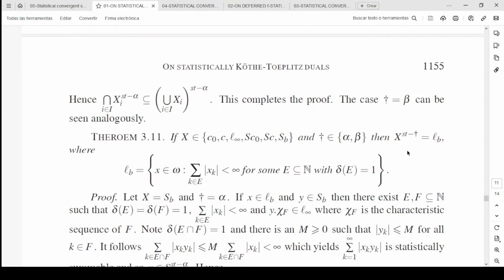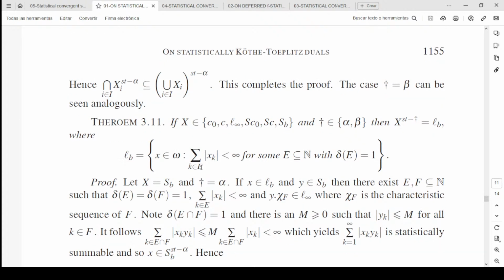We prove that all these sequence spaces have statistical alpha and statistical beta dual as LB, which is defined here. This is an extension of the space of all absolutely summable series. As you can see, we say that X is in LB if X is absolutely summable over a subset E with density 1.